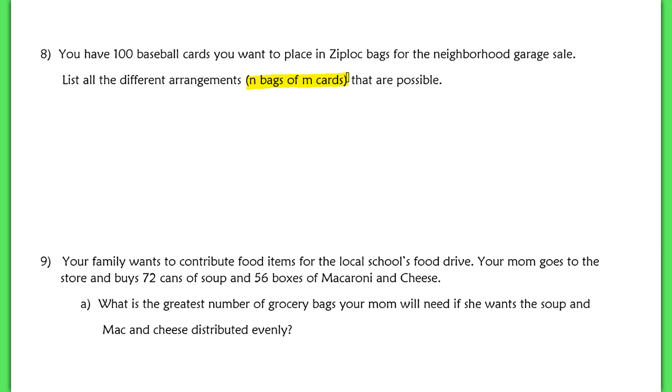So in other words, we want to break up these baseball cards into groups. So we want to distribute it evenly into the different bags. So really what we're doing here is practicing our new skill of finding the factors of 100. So I'm going to make a list where I write that n is equal to the number of bags. So this column here is going to represent the number of, sorry about that, bags. There we go. And m is equal to the number of cards.